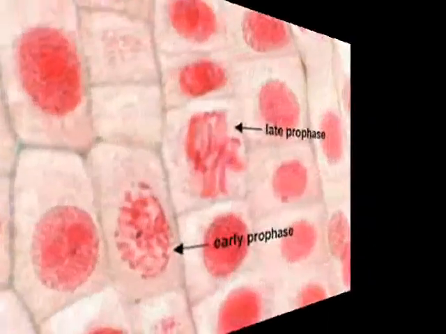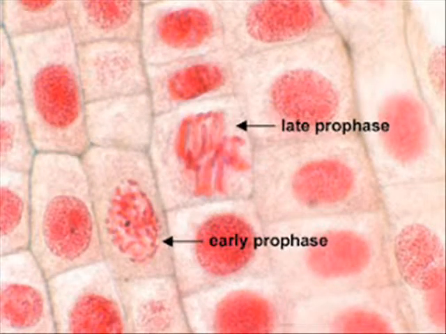In the cell showing early prophase, we can still see remnants of the nuclear membrane, and we can't see the individual chromatids yet. In the late prophase cell, the nucleus is gone and the chromatids are clearly visible.